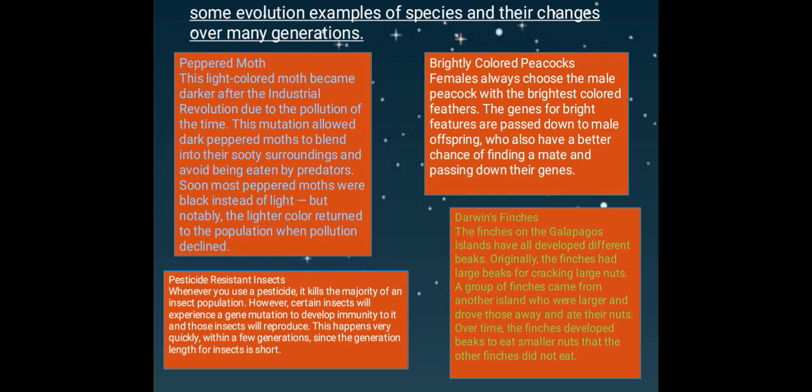Then, pesticide-resistant insects. Whenever you use a pesticide, it kills a majority of the insect population. However, certain insects will experience a gene mutation to develop immunity to it, and those insects will reproduce. This happens very quickly, within a few generations, since the generation length of insects is short.